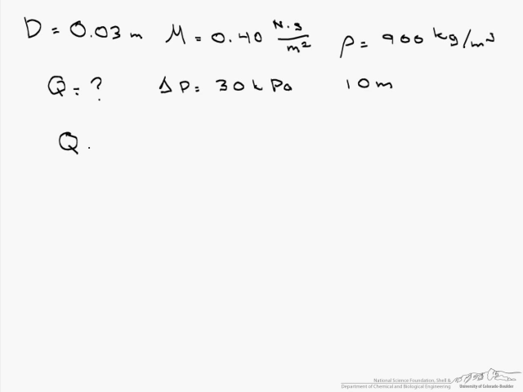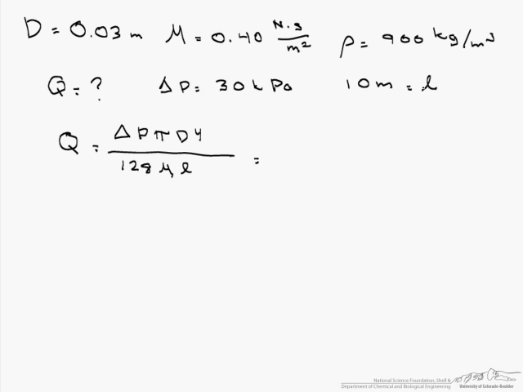So for laminar flow, our Q, or our flow rate, equals delta P times pi times the diameter to the fourth divided by 128 times mu times L. And if we put in our pressure drop, remember that's 30 kilopascals, so that's 30 times 10 to the third pascals. Our diameter is 0.03. Our mu is 0.40 Newton seconds per meter squared, and our length is 10 meters.